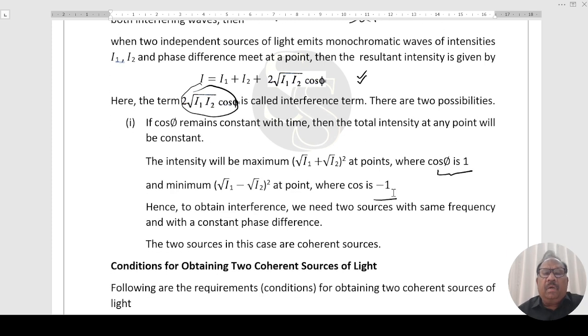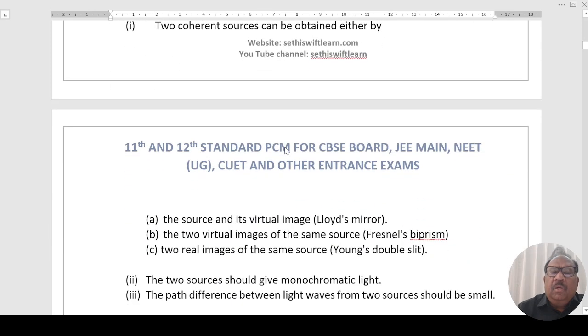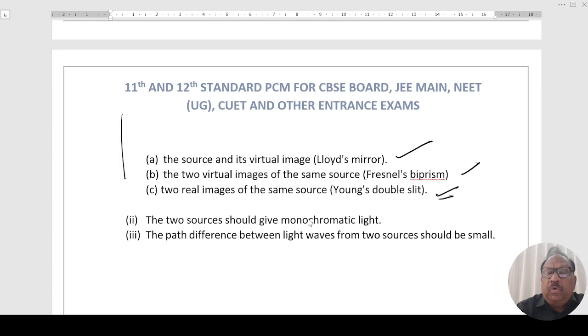Conditions for obtaining two coherent sources of light. Coherent sources of light should be obtained from a single source by some device. Second, two sources can be obtained either by a source and its virtual image, real mirrors, two virtual images of the same source, Fresnel prism, or two real images of the same source, Young's double slit experiment. Two sources should give monochromatic light. The path difference between light waves from the two sources should be small. These are the conditions.